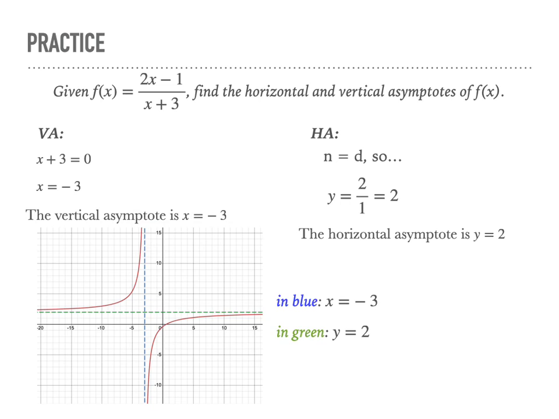And here's the graph of f of x. In blue is our vertical asymptote at x equals negative 3, and in green is our horizontal asymptote at y equals 2.